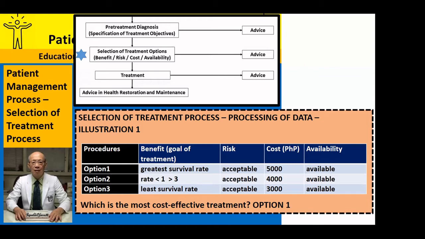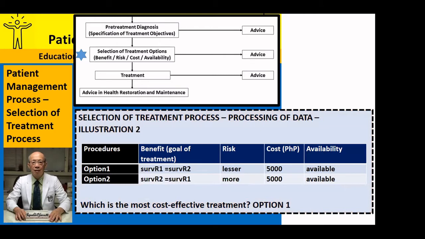So put priority on the goal of the treatment. Okay. So since option 1 has the greatest survival rate, it is the first choice. And then the 5,000 pesos is just not far behind from the, or not very different from the 4,000 or 3,000. Okay. So the choice here will be option 1.